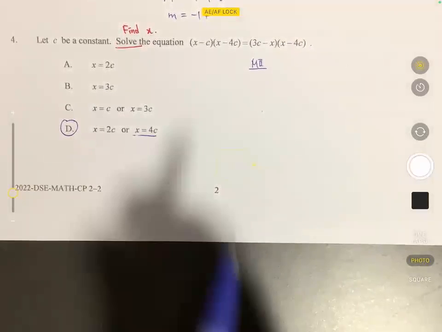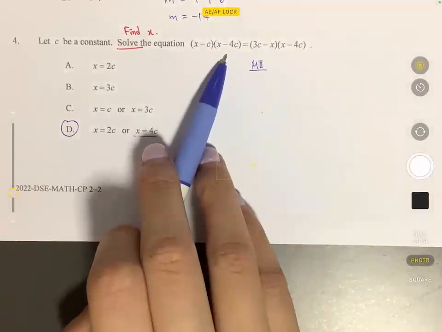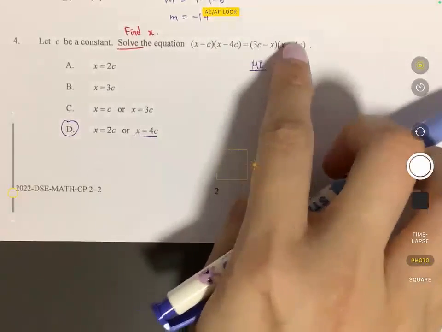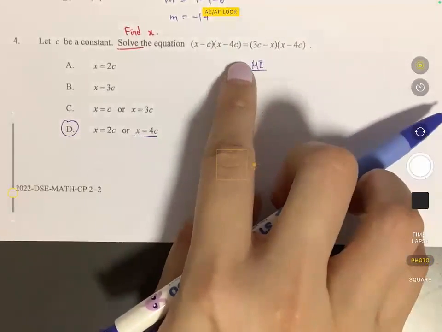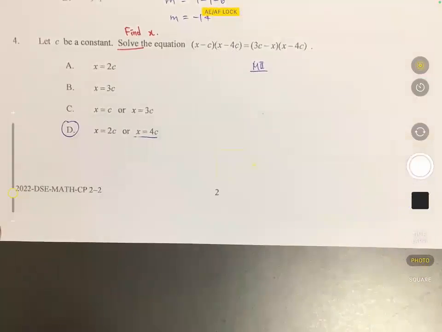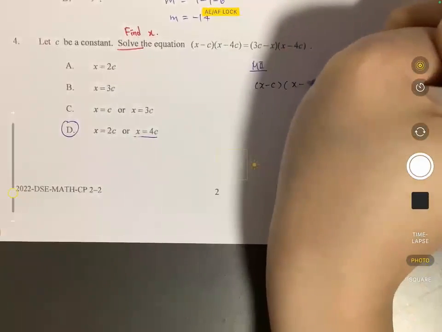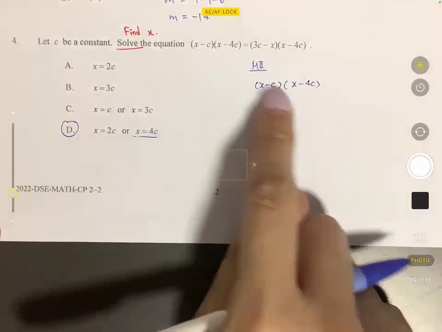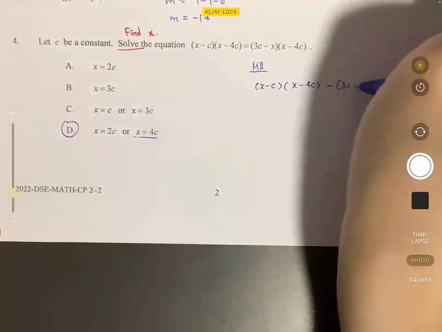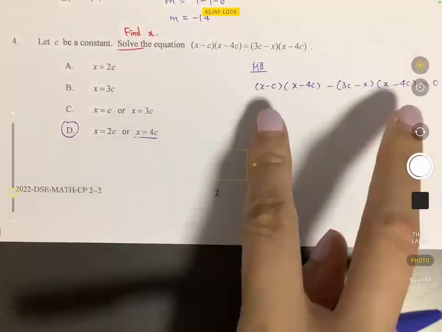So for method 2, I can't cancel out the same bracket. What I can do is move all the brackets to the left-hand side. So what does this mean? Plus, move to left-hand side become minus. So the first line I'll write it like this. The original one on the left-hand side, and then I minus the right-hand side. Move all the things into the left-hand side.